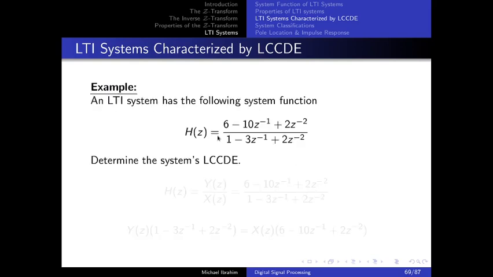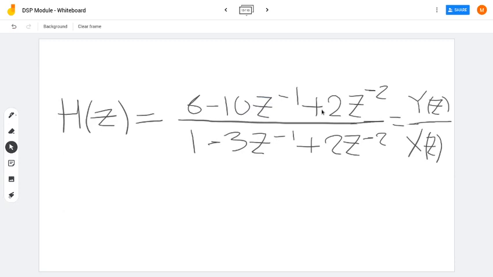Example: let's say we have an LTI system which has the following system function, H of Z equals this polynomial over this polynomial, and we need to find the system's LCCDE, the linear constant coefficient difference equation. So let's move to our whiteboard over here. So H of Z is equal to this polynomial over this polynomial. And we need to find the linear constant coefficient difference equation describing this system.